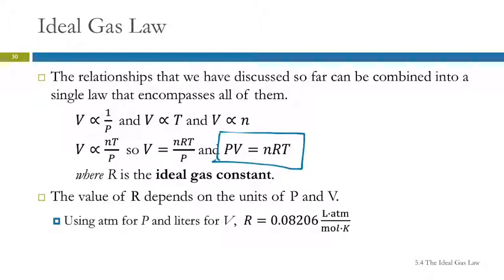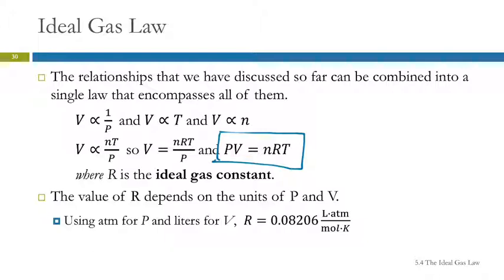So that's an important one to know. PV equals nRT. R is a constant, but it can be expressed in different units. And just like if you express a length in different units, the number changes, the constant does as well.